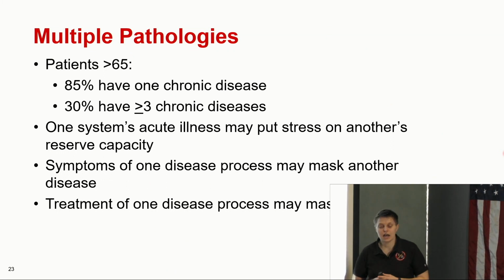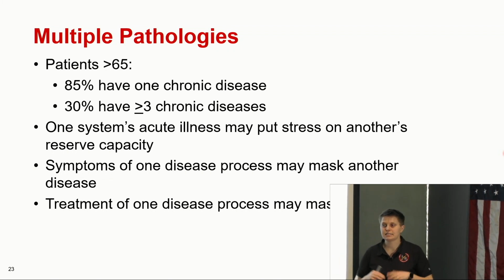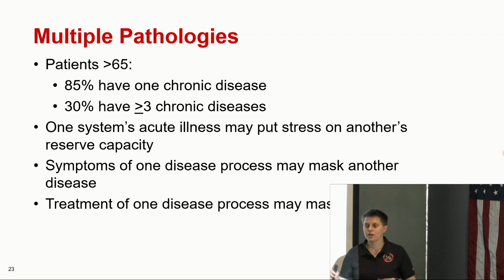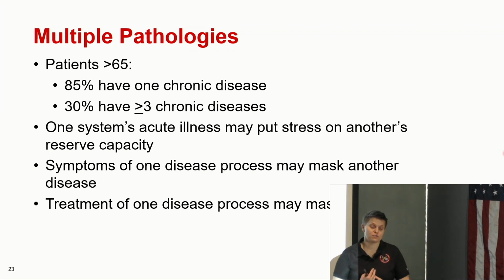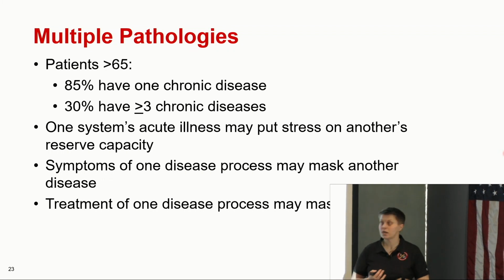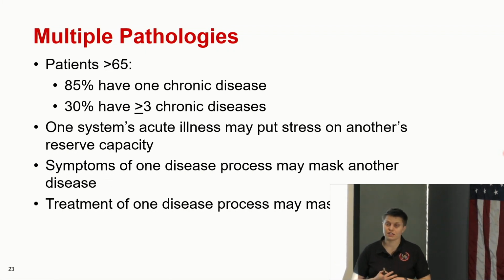When we're assessing elderly patients, a theme that's going to come through in this presentation is that it is sometimes difficult to tease apart what is new, what is old, and there may be more than one thing going on. 85% of patients over the age of 65 have at least one chronic illness. Almost a third of them have 3 or more chronic illnesses.